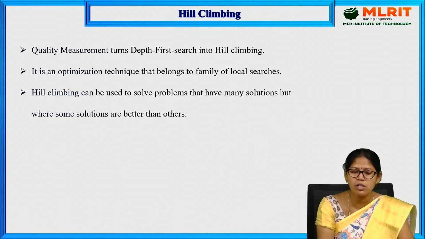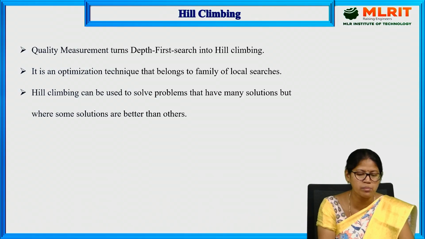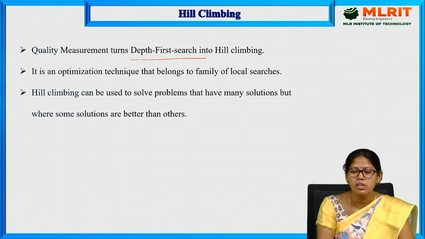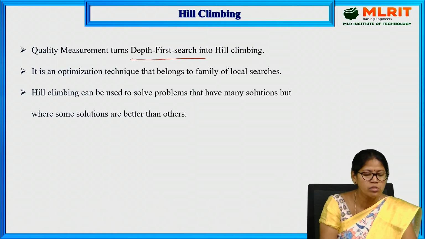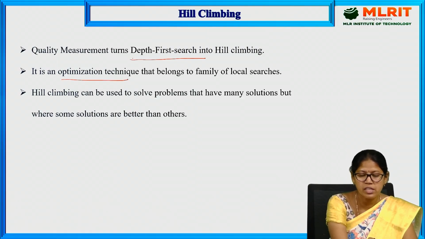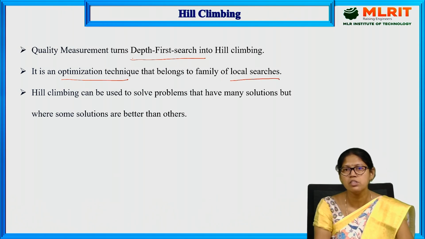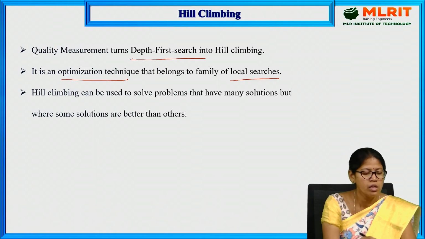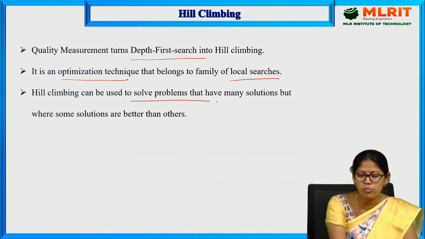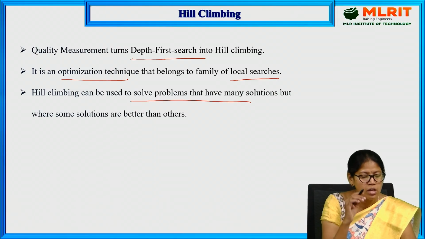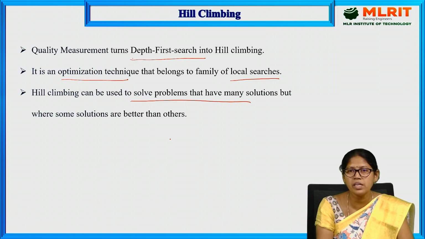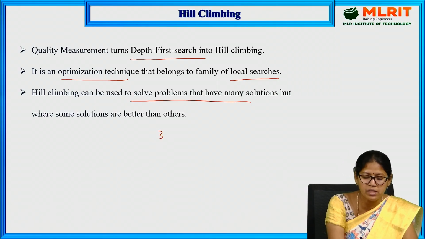Let's see the next algorithm, that is the hill climbing algorithm. The hill climbing algorithm turns depth first search into hill climbing. It is an optimization technique that belongs to local search. Hill climbing contains local information; it doesn't contain overall information about the problem to solve. Next, hill climbing can be used to solve problems that have many solutions, but where some solutions are better than others. For example, take the 8 puzzle problem, a 3 by 3 grid.